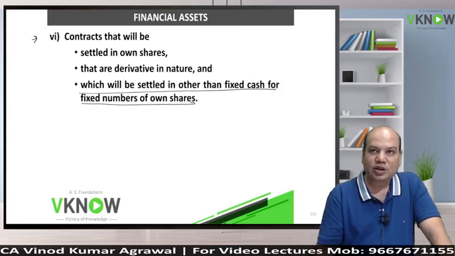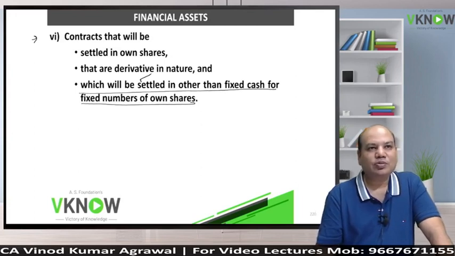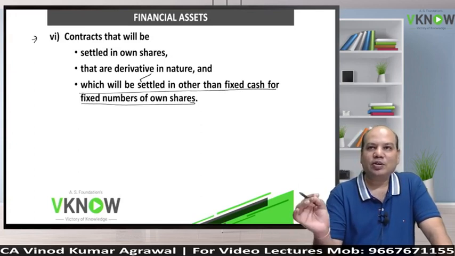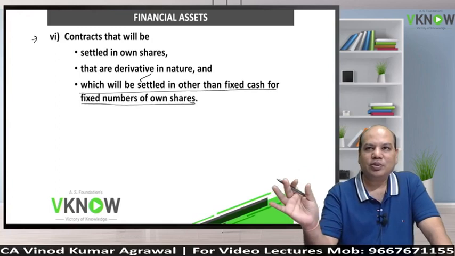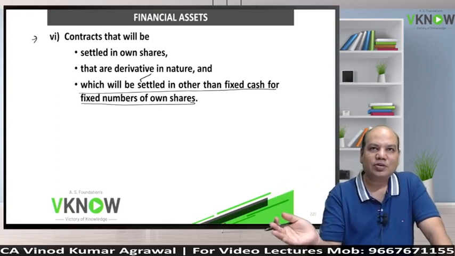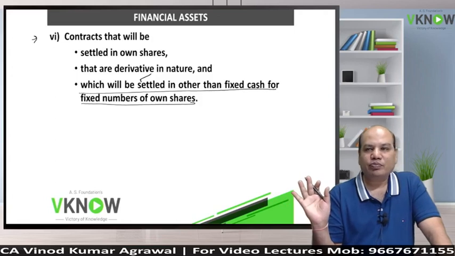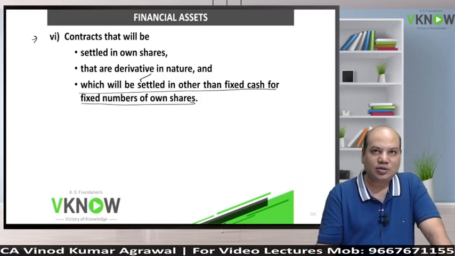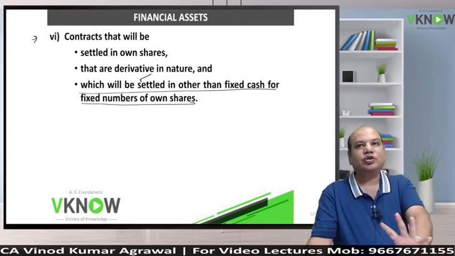It will be settled in future, but not with a fixed amount of cash and a fixed number of shares. Rather, one of three possibilities should be there. Cash is fixed, number is variable. Cash is variable, number is fixed. Or both are variable. Then such contracts will be treated as a financial asset. What if it satisfies the fixed for fixed test?